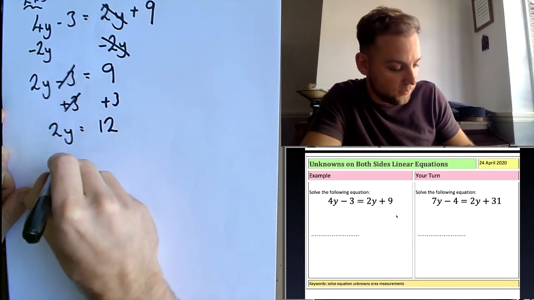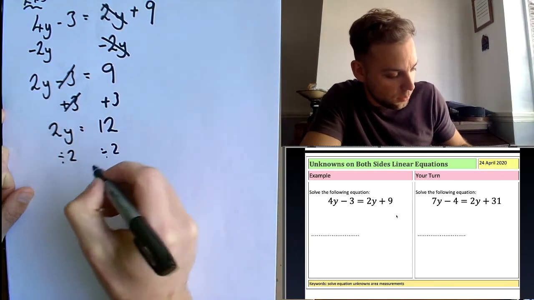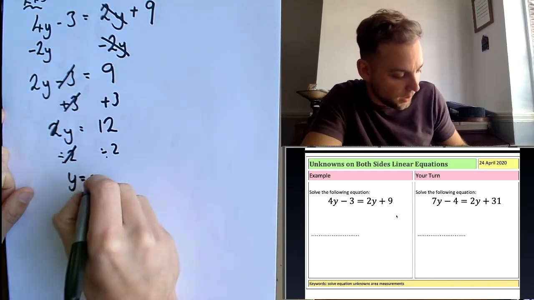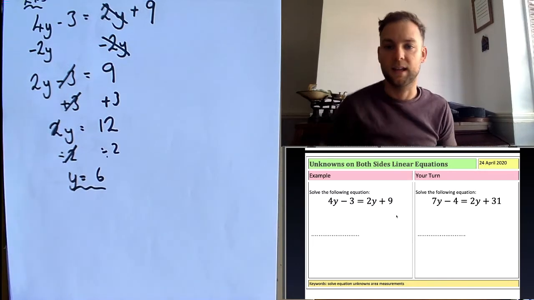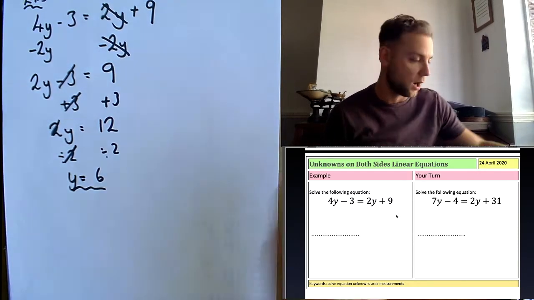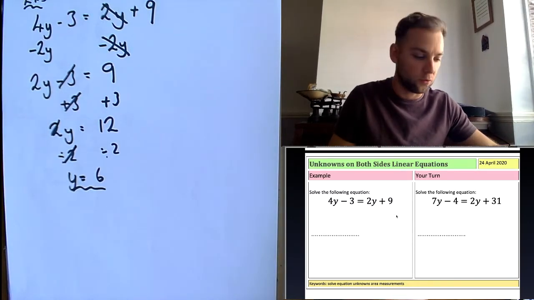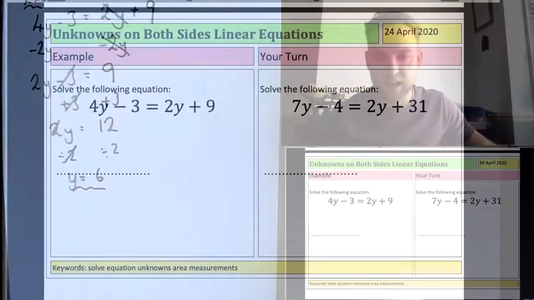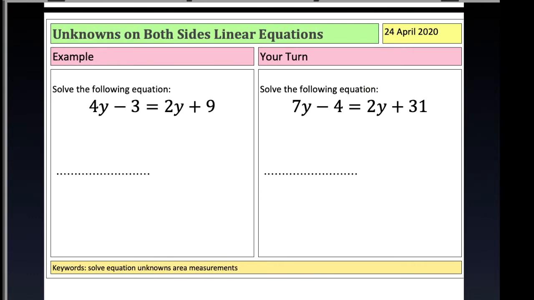So then I need to divide by 2. So if I divide 2y by 2, I just end up with y. 12 divided by 2 is equal to 6. And that's that question done. So have a go at the one on the right on your own. Pause now and have a go at that. I'll just make it big for you for a second. So pause now and have a go at that.